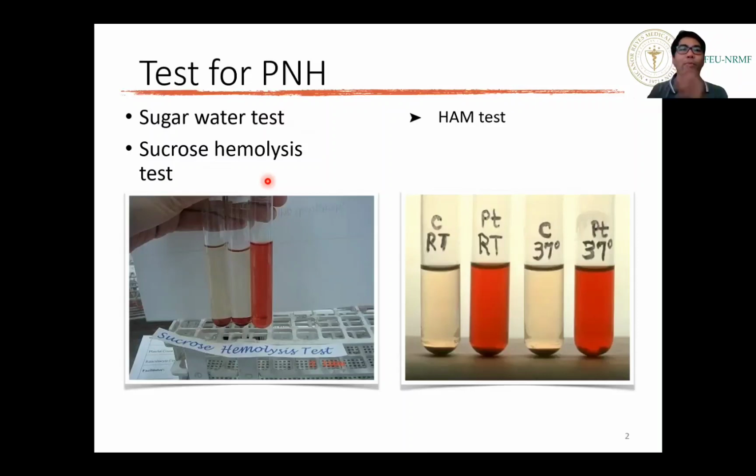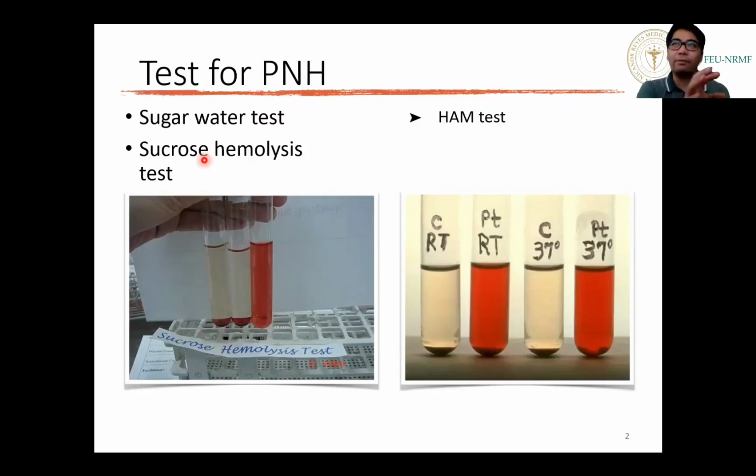From the word itself, we have sugar water and sucrose. So we will be preparing a sugar solution. Water plus sugar, table sugar, so sucrose. Now, red blood cells, whenever they are subjected to a sugar environment, are very prone to complement attachment. The complement attaches, then is activated, causing destruction of the red blood cell. So the endpoint of the sugar water and sucrose hemolysis test is hemolysis. The positive result is hemolysis.